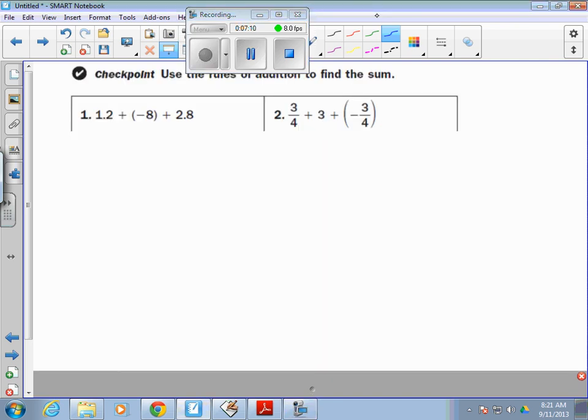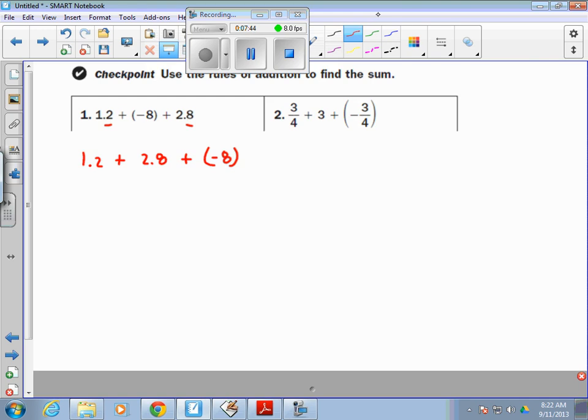Then we have a checkpoint, 2 problems. It says 1.2 plus negative 8 plus 2.8. Now, if you use the commutative property here, it makes sense because you can see 0.2 and 0.8, those are complements of each other. So what you want to do is 1.2 plus 2.8 plus negative 8. We did that because we have complements 0.8 and 0.2. That's going to get us to 10.